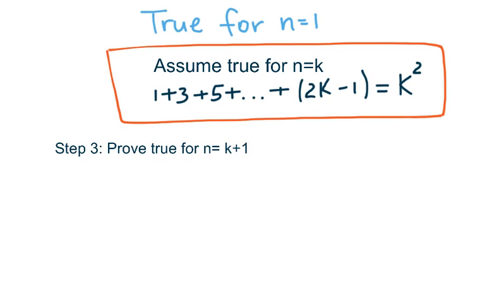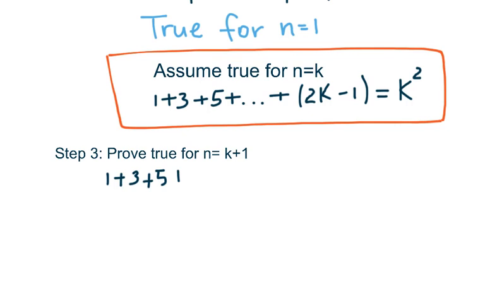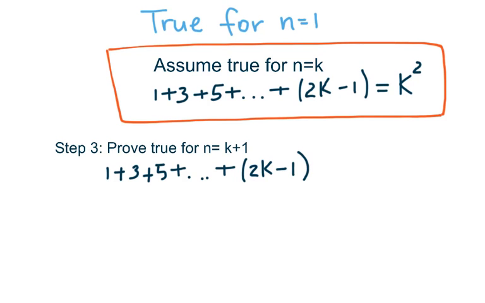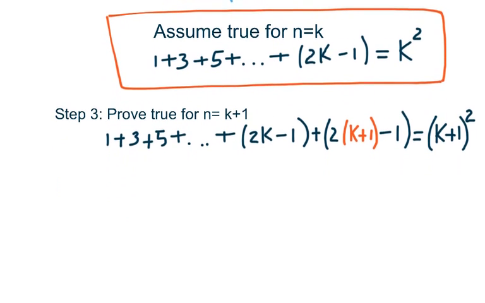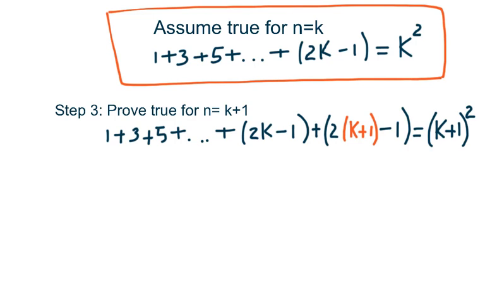So now we're on to the third and final step where we're proving that it's true for n is equal to k plus 1. So essentially what we need to prove true is that 1 plus 3 plus 5 plus our middle terms plus 2k minus 1 plus 2 times k plus 1 minus 1, which is our k plus 1th term, is in fact equal to k plus 1 squared. So we're going to do this by first taking our left-hand side and working down so that it's equal to our right-hand side. So let's start off with our left-hand side.